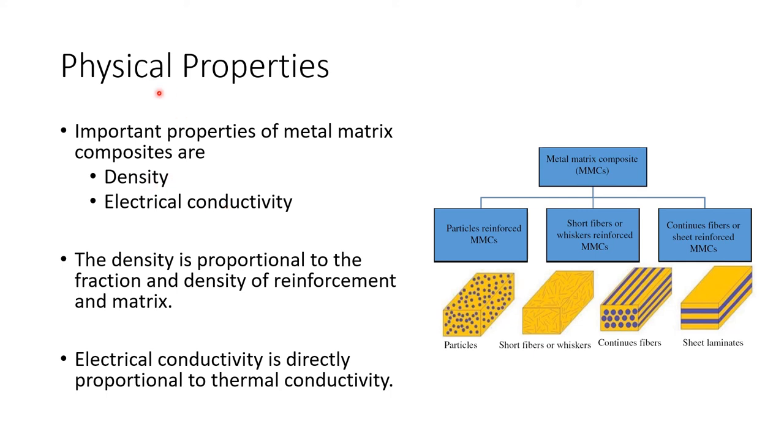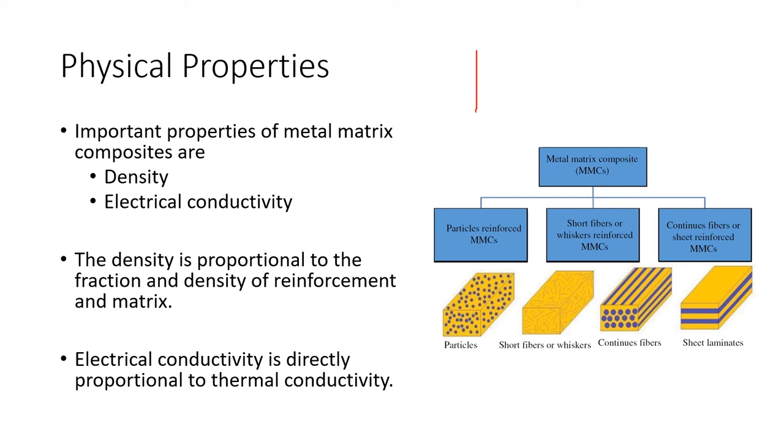Every time we think of the physical property, we think of density, right? Conductivity, electrical, of course. When you think about the density, it is proportional to the fraction and density of the reinforcement and matrix. We only have a reinforcement and matrix in composite. So when you think about the density for the composite, you have to understand what density is proportional to. Density is proportional to fraction and density of both of them. So try to understand that.